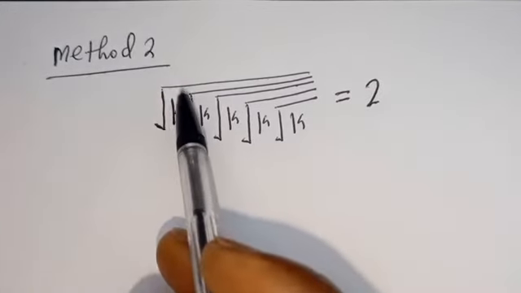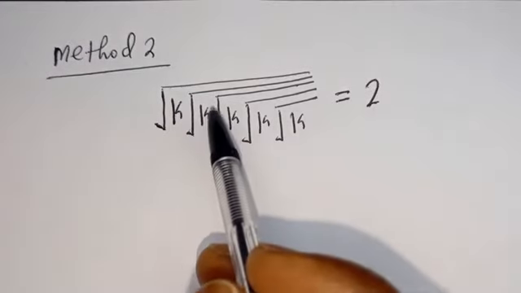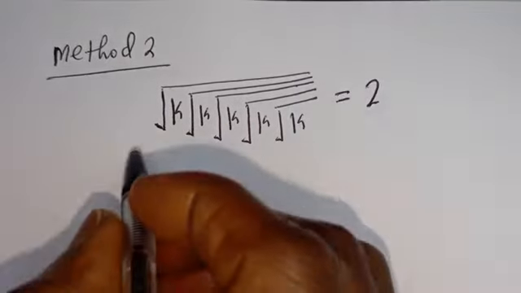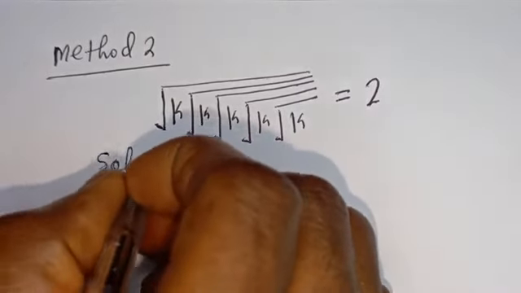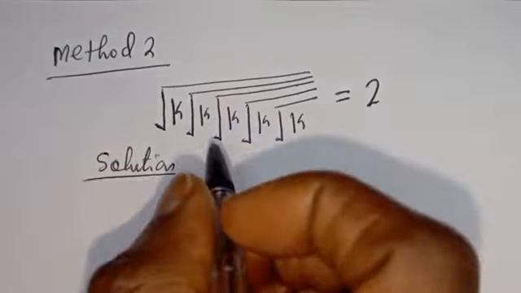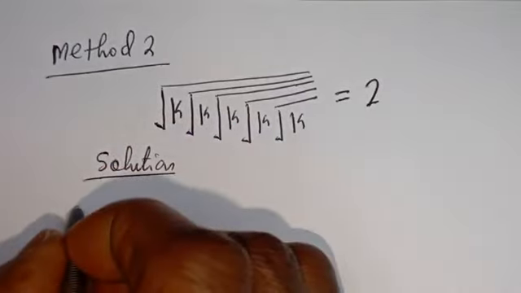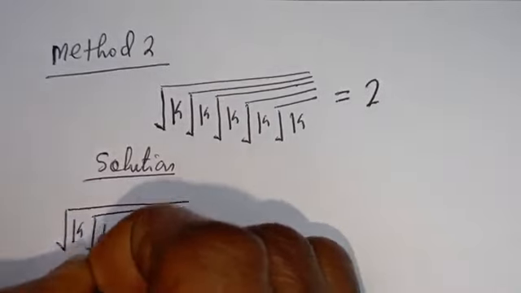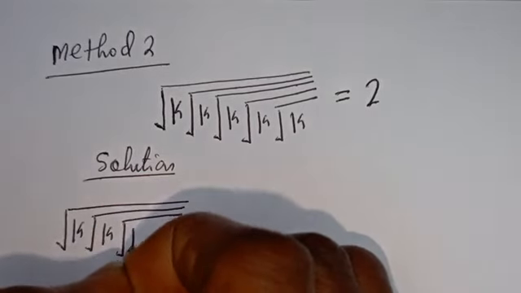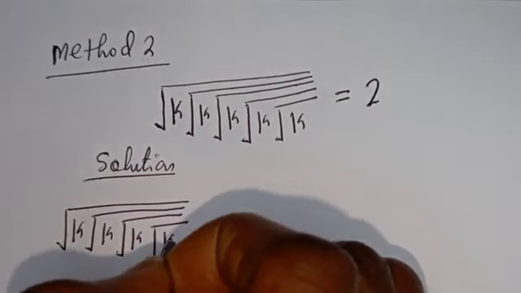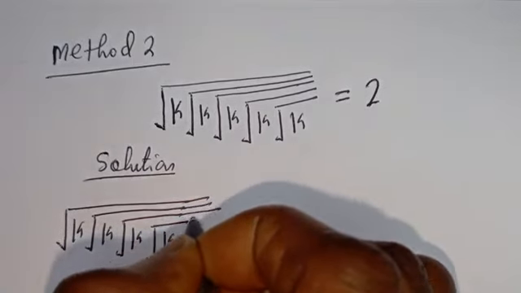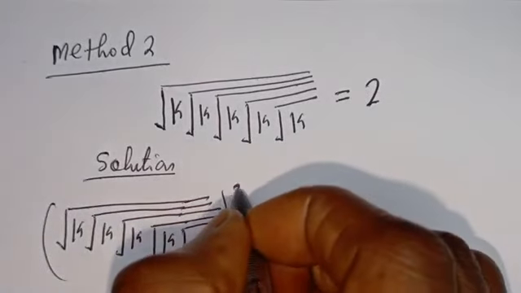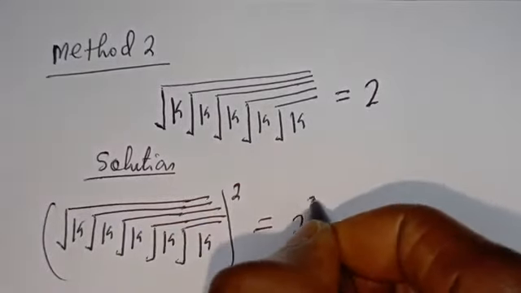Then from the second method, we have the square root of k times the square root of k times the square root of k times the square root of k times the square root of k is equal to 2. Now, solution. Let's square both sides of this equation. We have (the square root of k times the square root of k times the square root of k times the square root of k times the square root of k) all squared is equal to 2 squared.